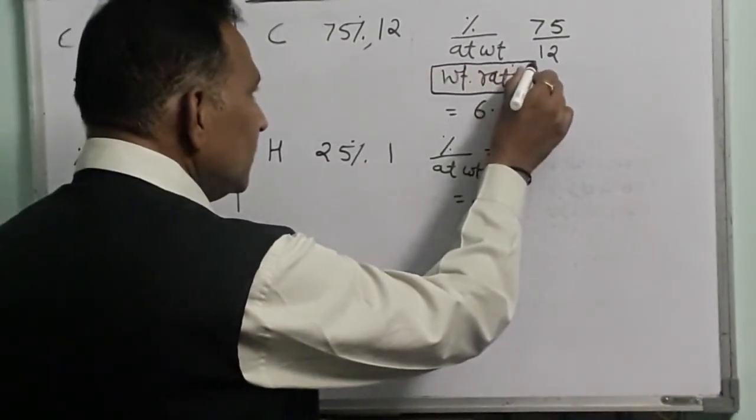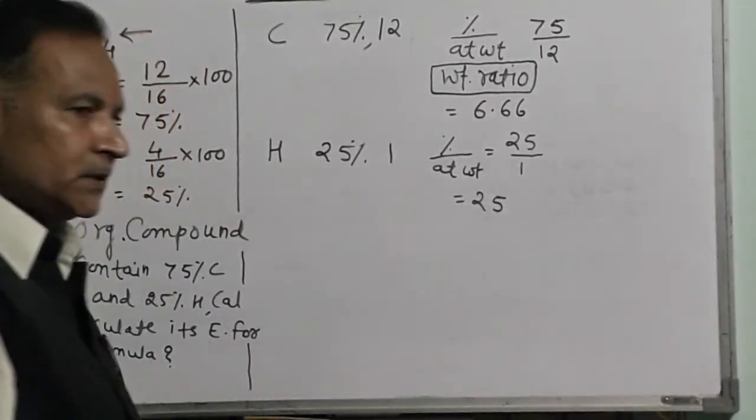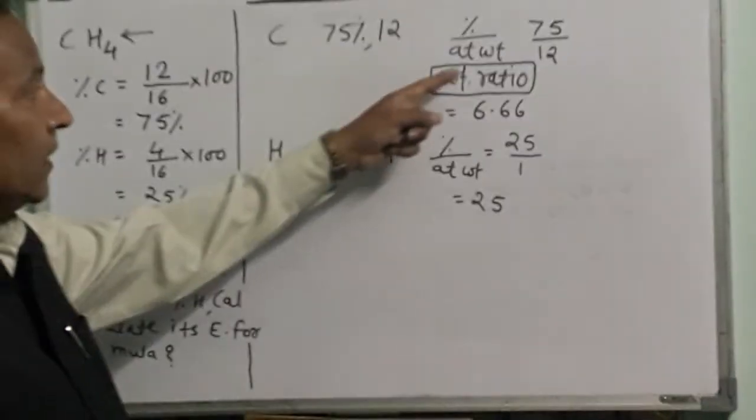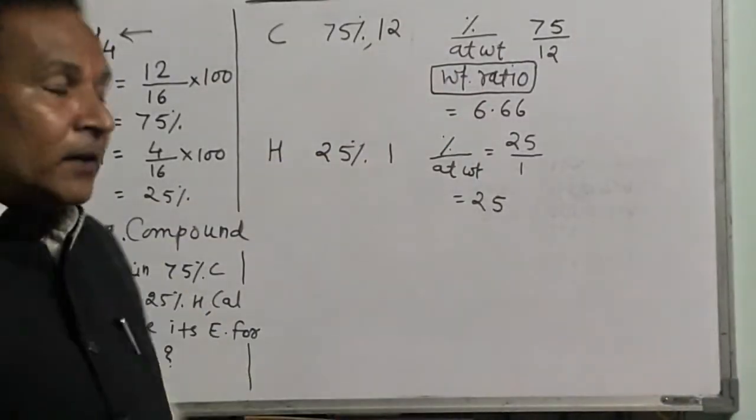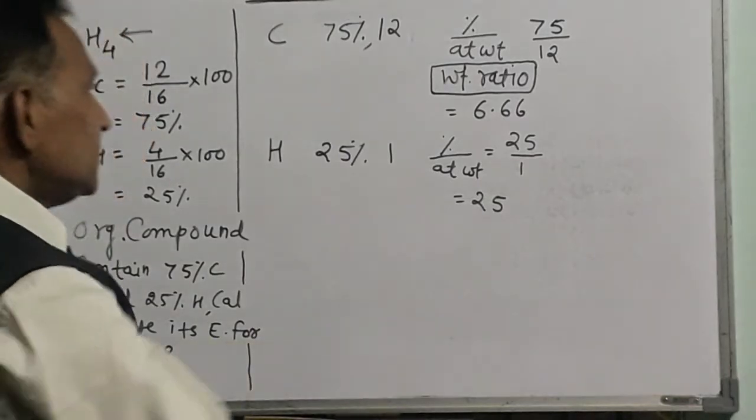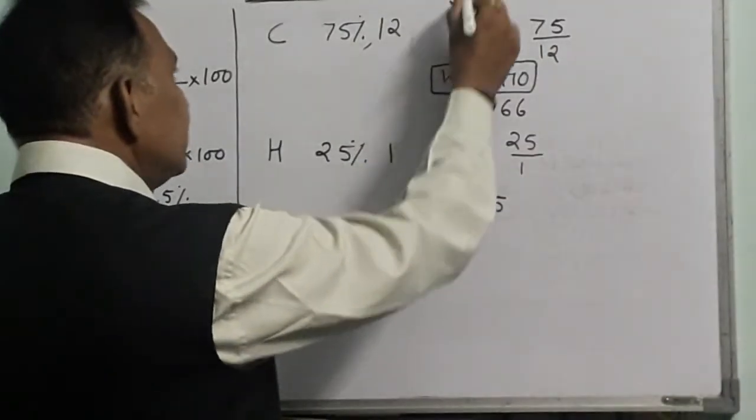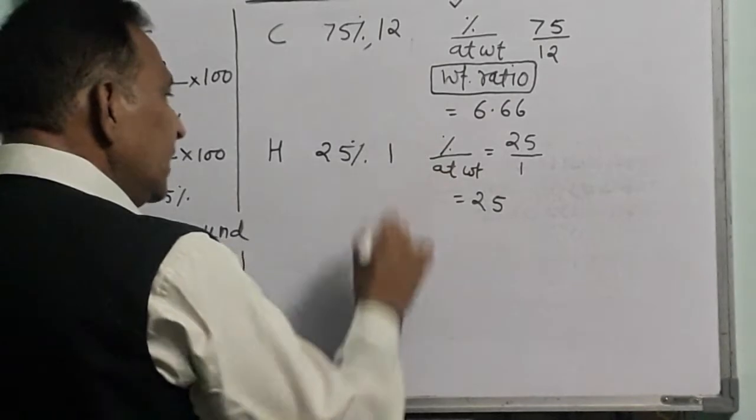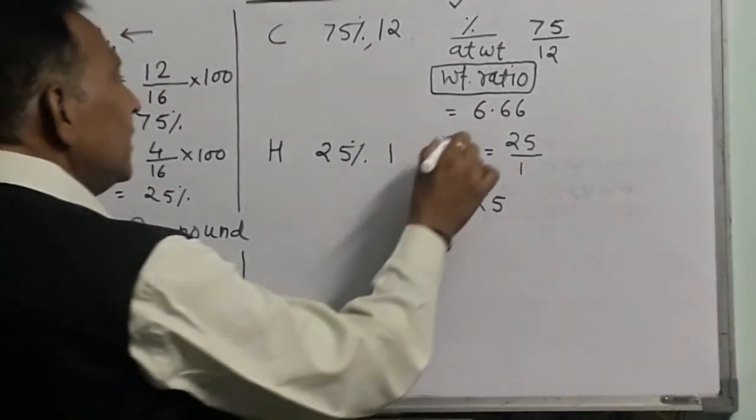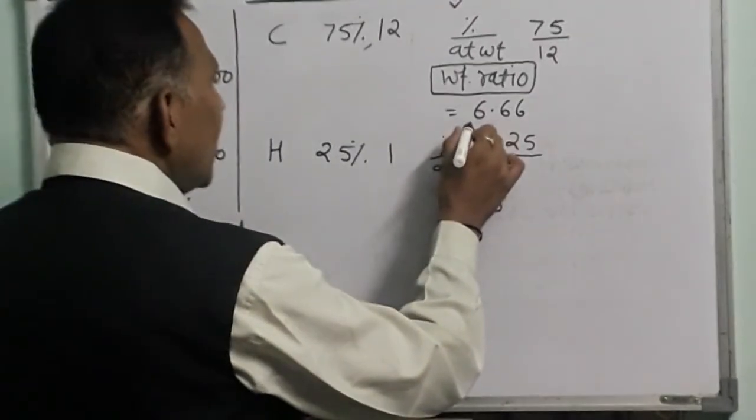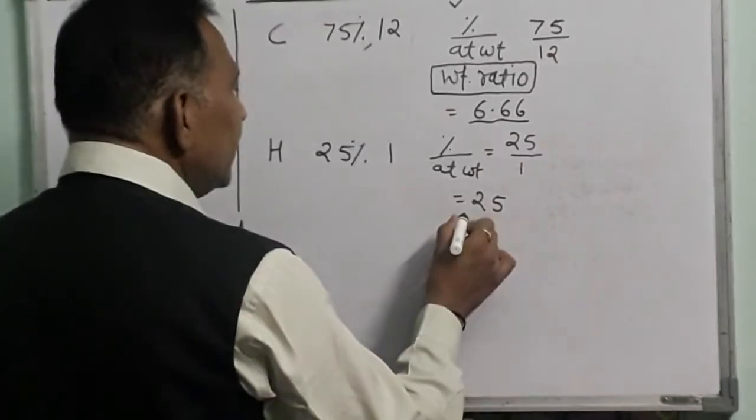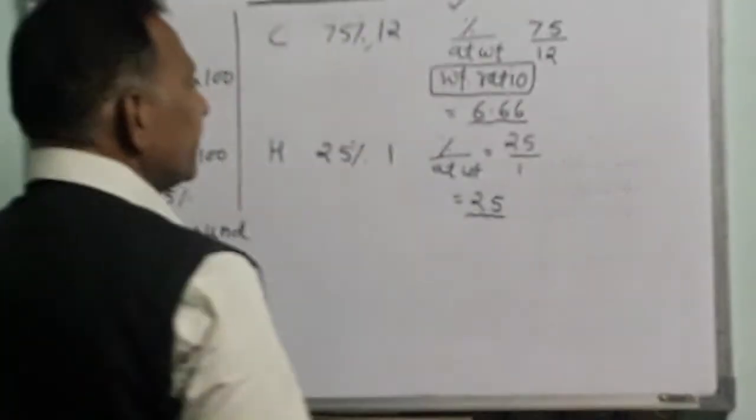तो मॉलिक्यूल में जो भी एटम्स प्रेजेंट है उन एटम्स का वेट रेशियो निकालो. सो हाउ टू कैलकुलेट दैट वेट रेशियो? द फॉर्मूला इज ओवर देयर, परसेंटेज डिवाइडेड बाय एटॉमिक वेट ऑफ दैट एलिमेंट. तो वेट रेशियो आया, for carbon it is 6.25 and for hydrogen it is 25.